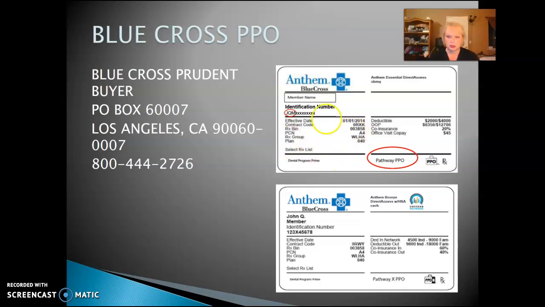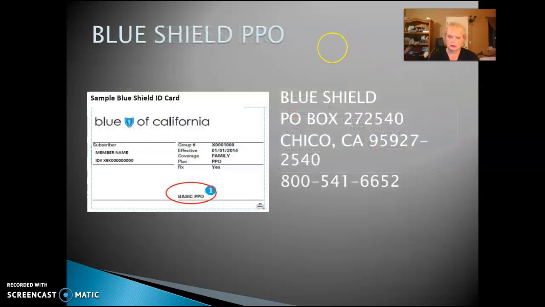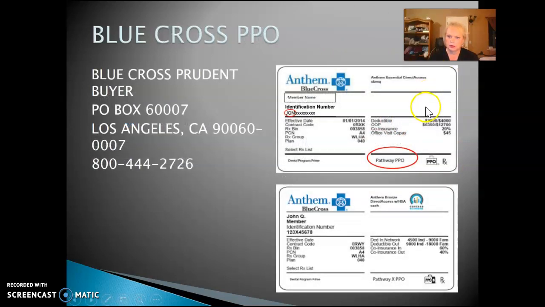Also, we have here on the right-hand side their deductible amount. This is for the individual versus the family. Their out-of-pocket maximums for the individual and the family. Their coinsurance: once they reach their deductible, they're covered at 80% and they're responsible for 20%. They have to pay $45 to see the doctor when they come in. So you have lots of good information on these insurance cards.